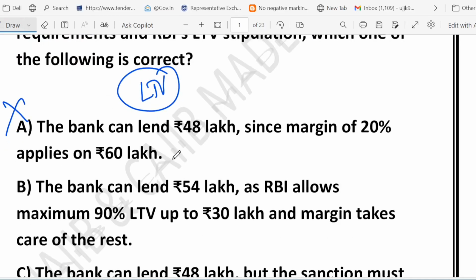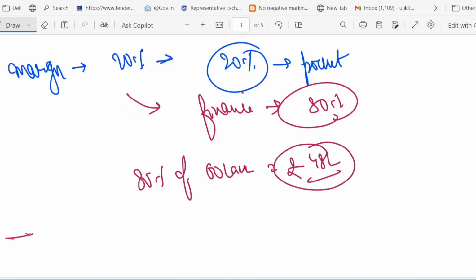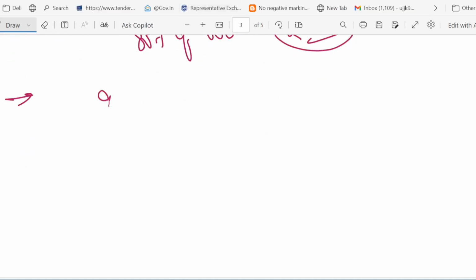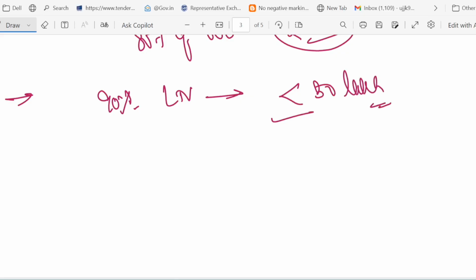What about option B? It says the bank can lend 54 lakh as RBI allows maximum 90% LTV up to 30 lakh and margin takes care of the rest. This sounds tempting, but let's check carefully. RBI stipulates that 90% LTV applies only for loans up to 30 lakh. So only if the loan is up to 30 lakh will 90% LTV apply.